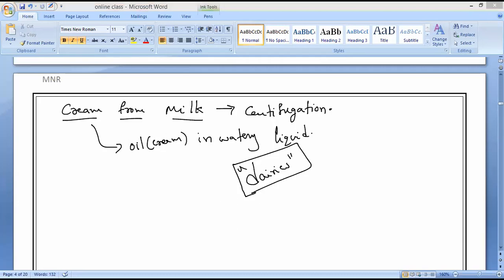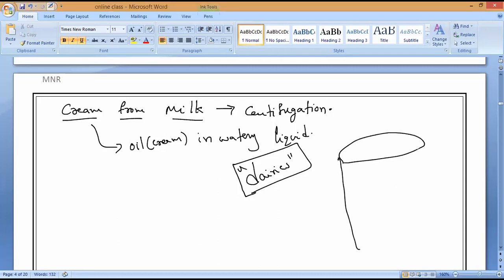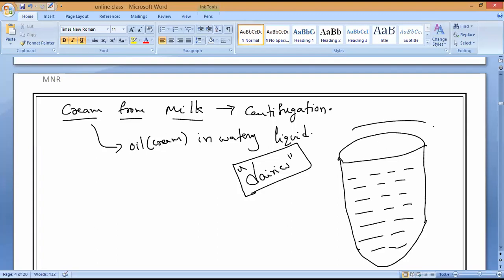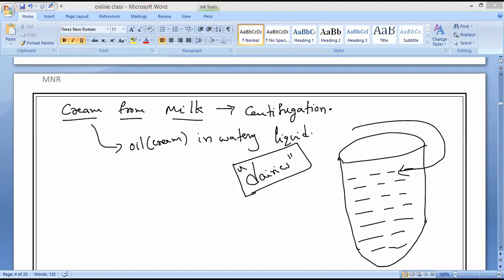So what they do is, milk is put in a closed container in a big centrifuge machine. The machines are very, very heavy and use big centrifuge tubes where thousands of liters at a time can be centrifuged. They keep it inside the centrifuge machine and rotate it very fast with high rotation, so that the cream separates out from the milk.